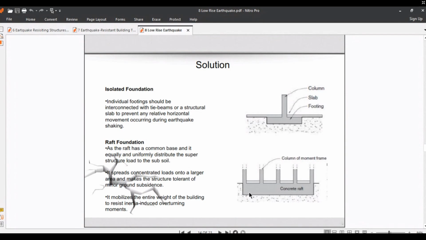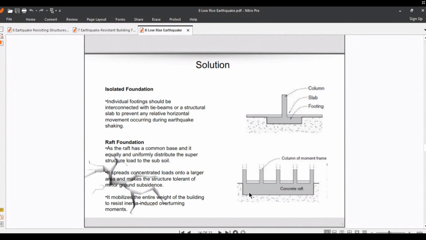In this solution, individual footings should be interconnected with tie beams or a structural slab to prevent any relative horizontal movement occurring during earthquake shaking. As shown in this shape, you can see the detail of the isolated foundations and the material, columns, and slab footings.